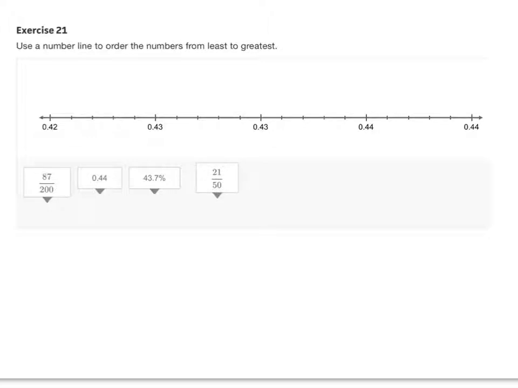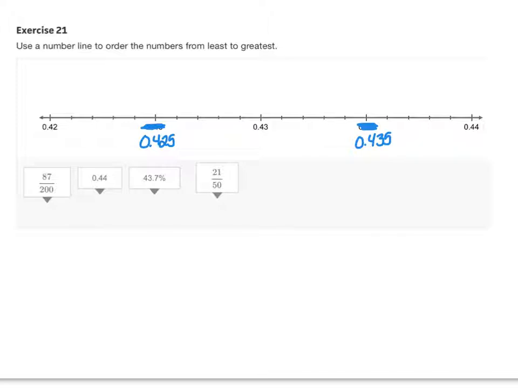So this first 0.43 here is supposed to be 0.425. That's going to be helpful. That's going to be halfway between 0.420 and 0.430. This first 0.44 is supposed to be 0.435. So now you can see we're counting by thousandths, going from 0.420, 421, 422, 423, 424, 425, 426, 427, 428, 429, 430, and so on and so forth.